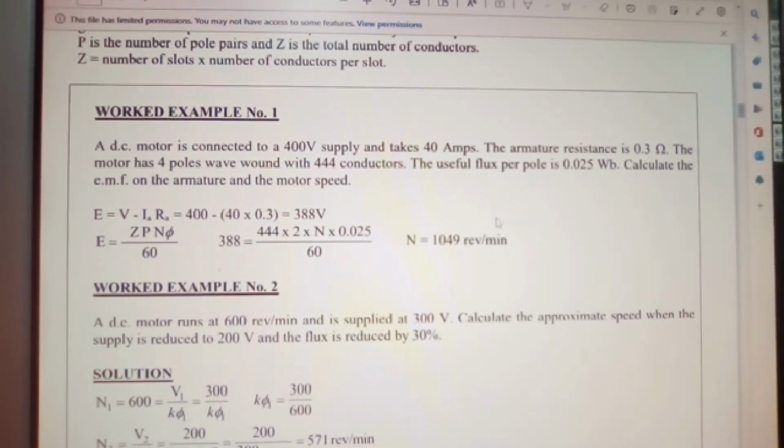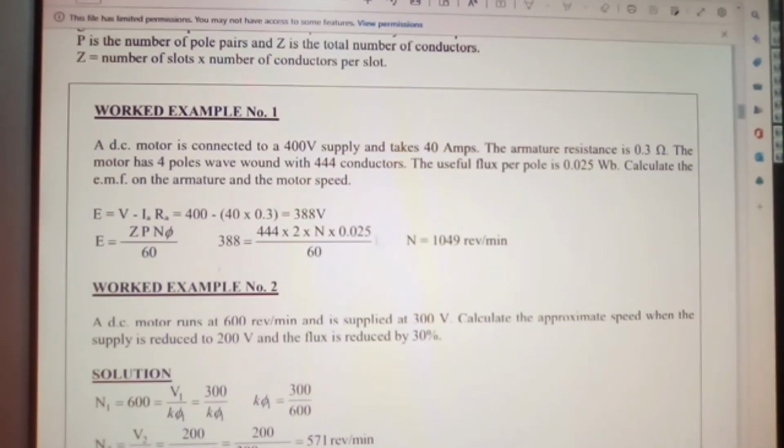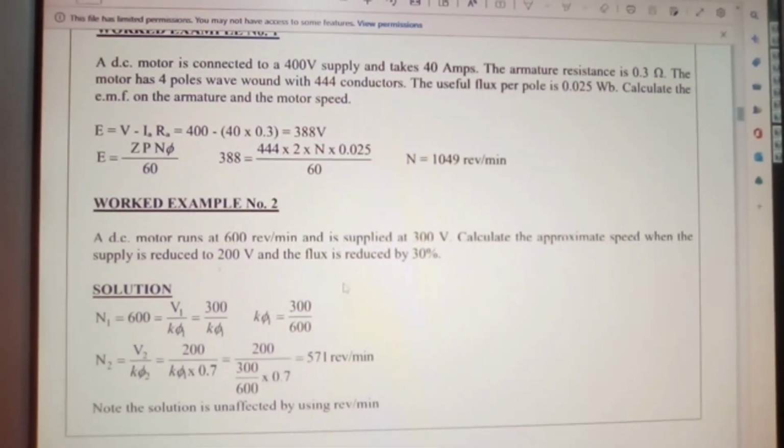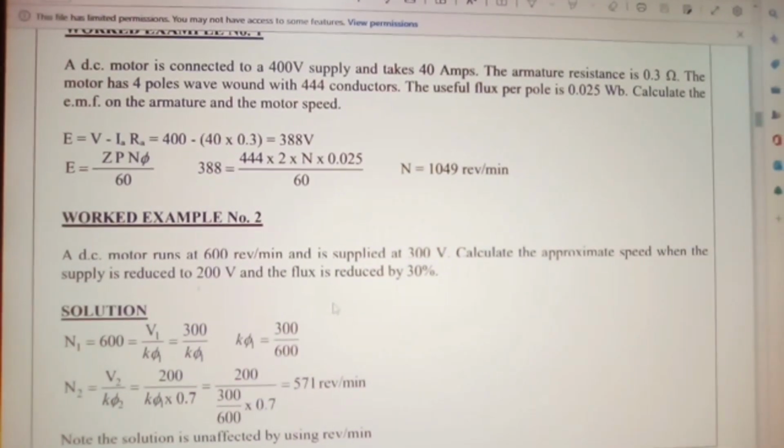Okay, so that's where I'm going to stop now for the time being. Okay, and again, thanks to freestudy.co.uk. Okay.